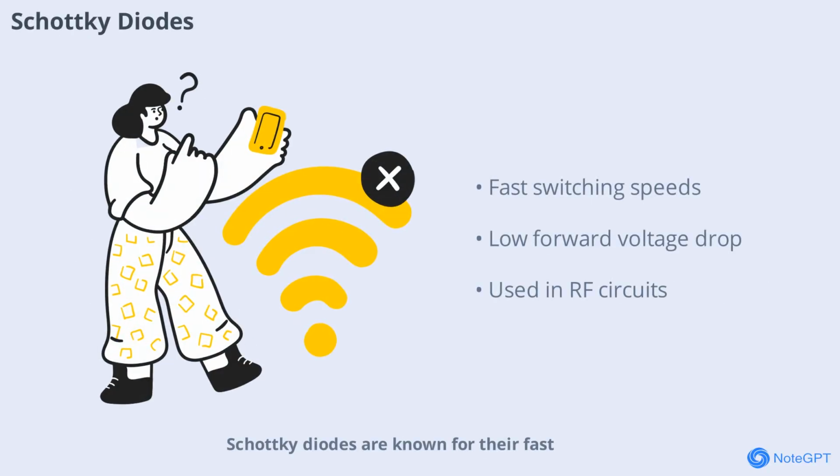Schottky diodes are known for their fast switching speeds and low forward voltage drop. This makes them ideal for high-frequency applications, such as radio frequency (RF) circuits, power rectifiers, and switching power supplies. Their efficiency and speed help reduce energy loss and improve the performance of electronic devices, especially where quick response times are needed.